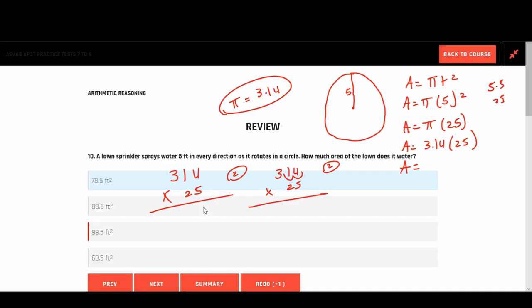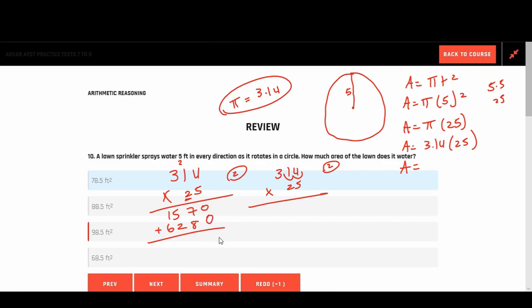4 times 5 is 20, carry the 2. 5 times 1 is 5, 6, 7. 5 times 3 is 15. We're starting this number, so we have to drop down a 0 before we begin. 4 times 2 is 8. 2 times 1 is 2, and 2 times 3 is 6.